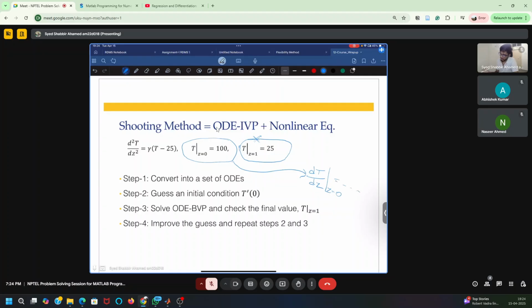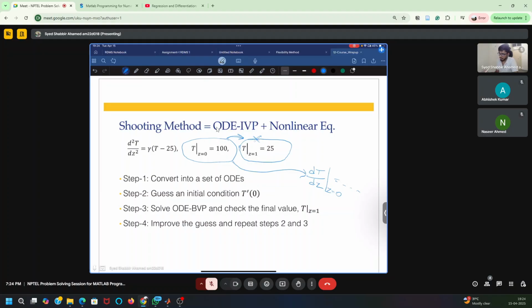We will assume something and solve it, and try to guess this. We'll try to get this value from the solution. At z equals 1, what will be the value of t? We will try to guess, and we will take two values. We can use the Newton-Raphson technique, or we can also use the bisection method. This becomes a nonlinear problem, and we can solve it.